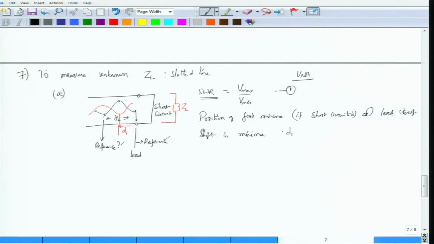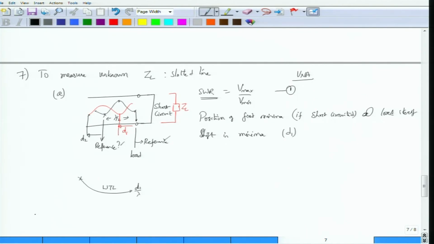So note down what is D1. If you have taken the second one as the reference, no problem, you note down that reference, which would be D2. This distance is what you note down from the reference: how much the minima shifted. Once you have done that, you start from the short circuit point and move towards the load until you reach a distance of either d1 by lambda or d2 by lambda, depending on which one you have chosen, but in any case the reference has to be on the short circuit.